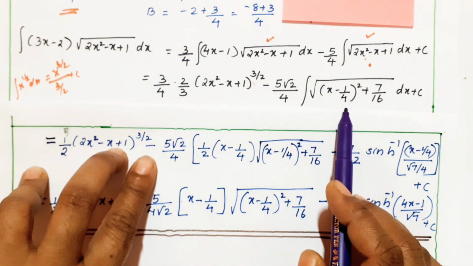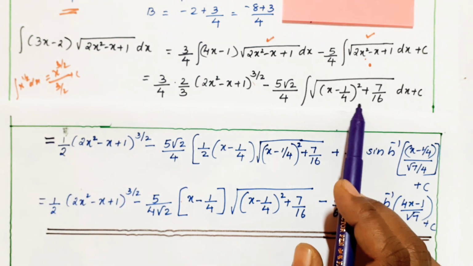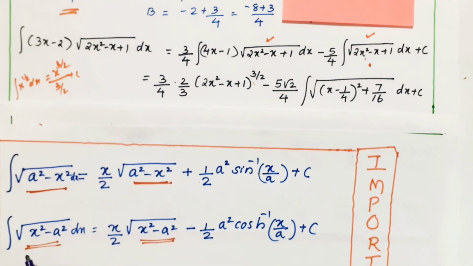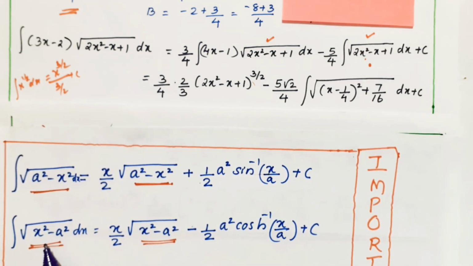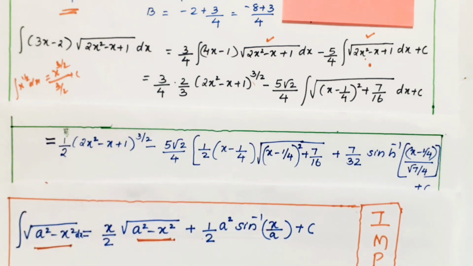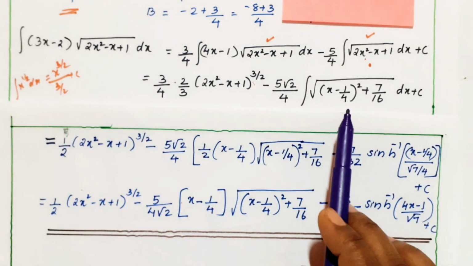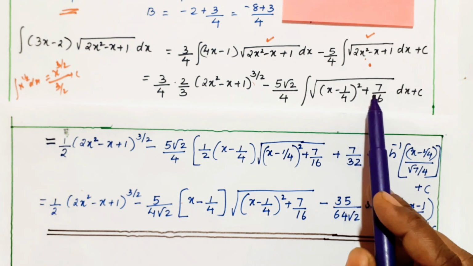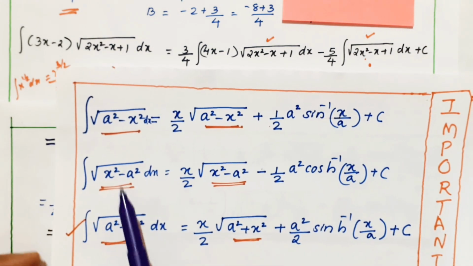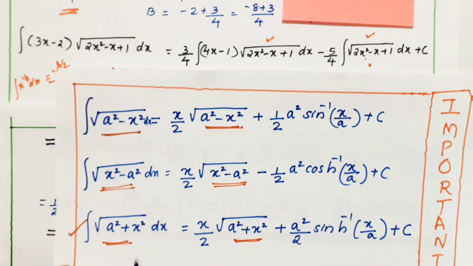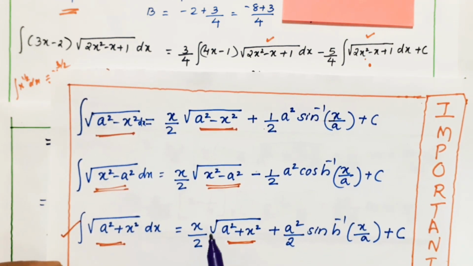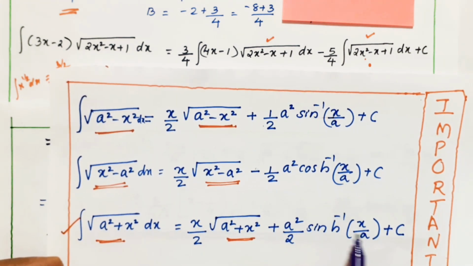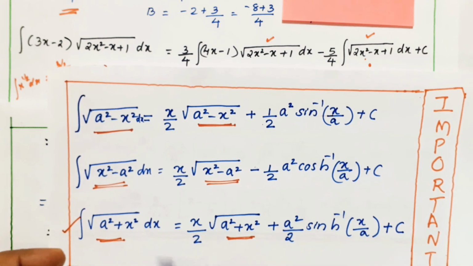This is in the form of your basic standard integral we already discussed in one video. Which form? It is in the form of root over x square minus a square dx. Yes, see, it is in which form? See, it is in the form of integral of root over x square plus a square. Now you check it here. Integral of root over a square plus x square dx. What is the integral? X by 2 root over a square plus x square plus a square by 2 sinh inverse x by a plus c. That is this the last answer.